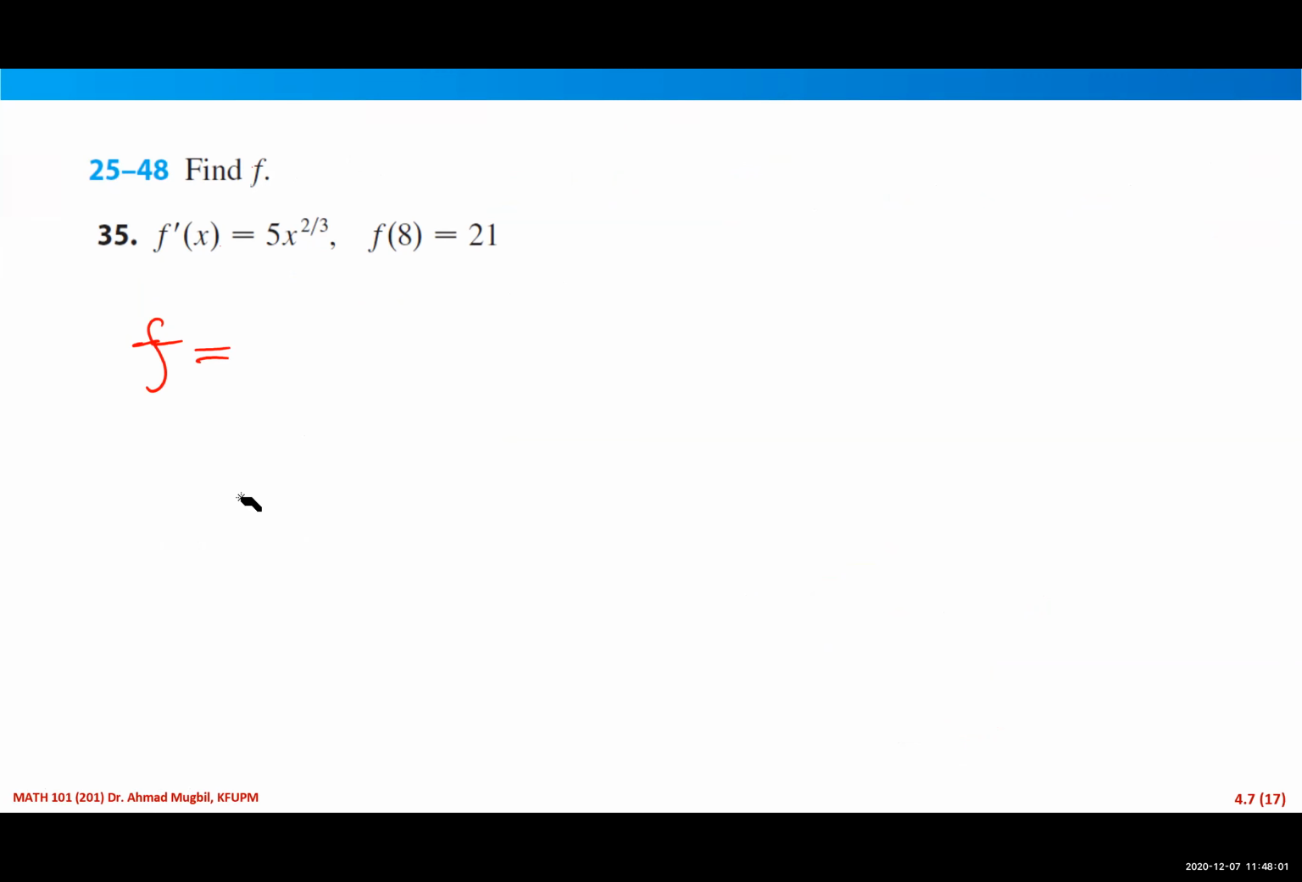So here, if you have the derivative, how do you find this? Do the opposite. It will be 5 x to the power 2 over 3 plus 1, over 2 over 3 plus 1. Now add it. What is 2/3 plus 1? It will be 5 over 3. Plus c, don't forget that. So this is the function.